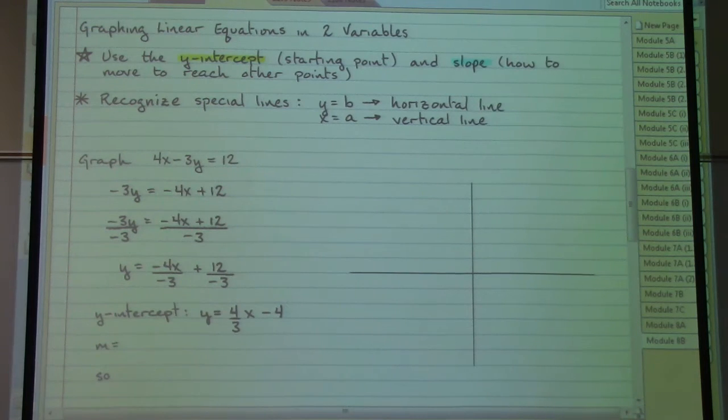Having that slope-intercept form, let me move things around here for a second. That didn't work properly.